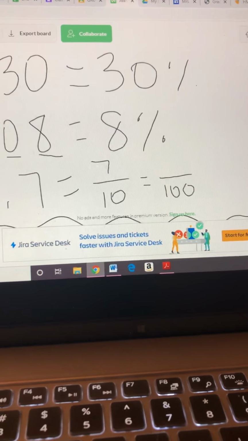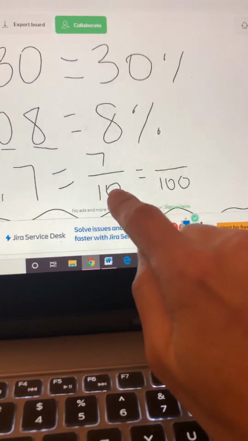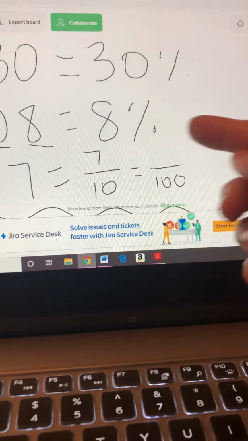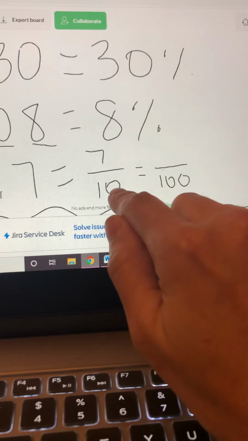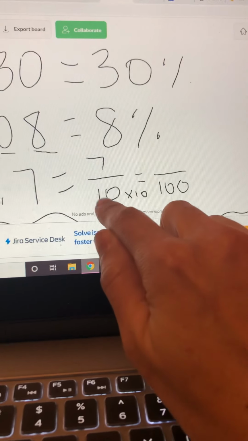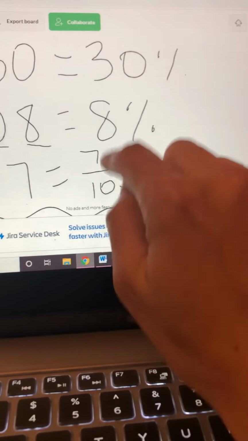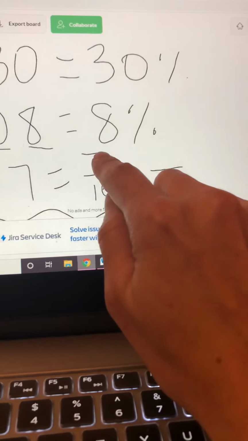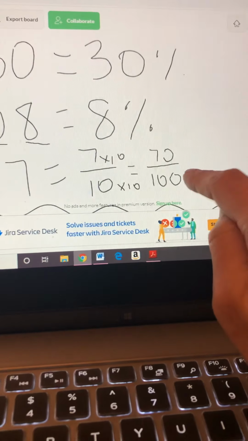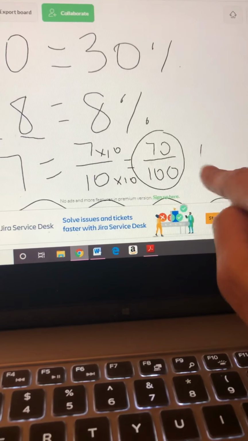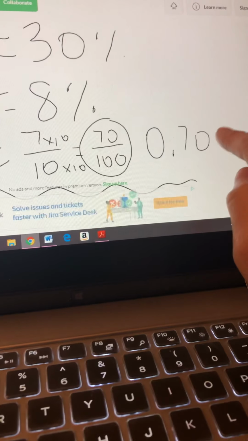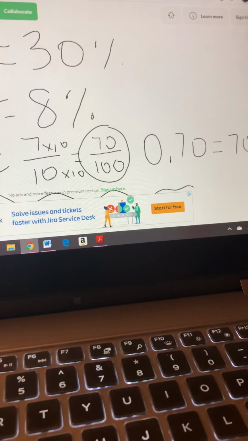Eventually, you won't have to do this once you get the hang of it, okay? Now, remember when we added and subtracted fractions, we would find the common denominator and then do the equivalent fractions. So from 10 to 100, we would have to multiply it by 10. And whatever you do to the denominator, you do to your numerator. So if the denominator is times 10, the numerator is also times 10, which would be 70. Okay? Now, you can rewrite this fraction as 0.70, and then you can write it as your percent of 70%.